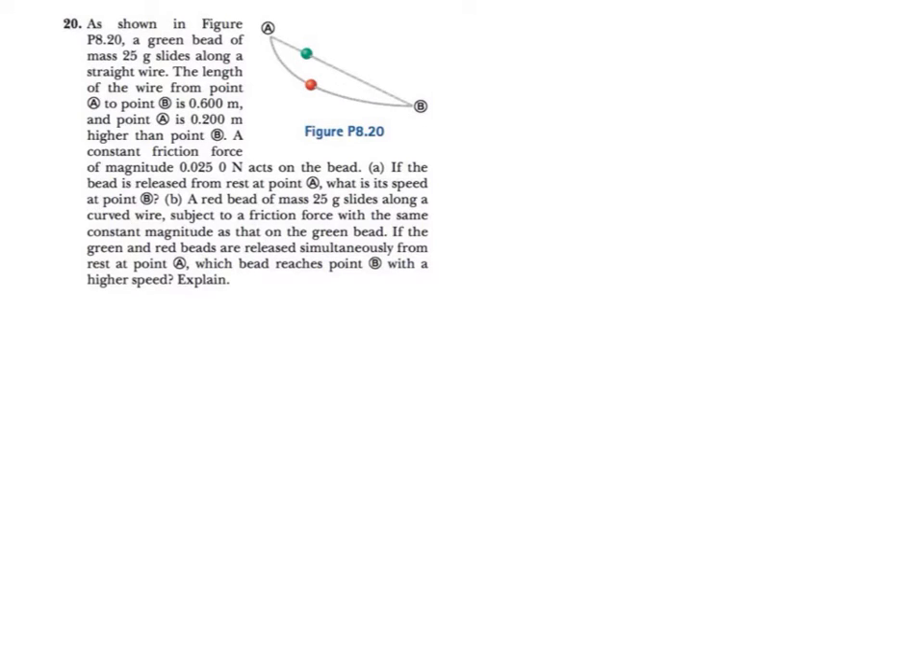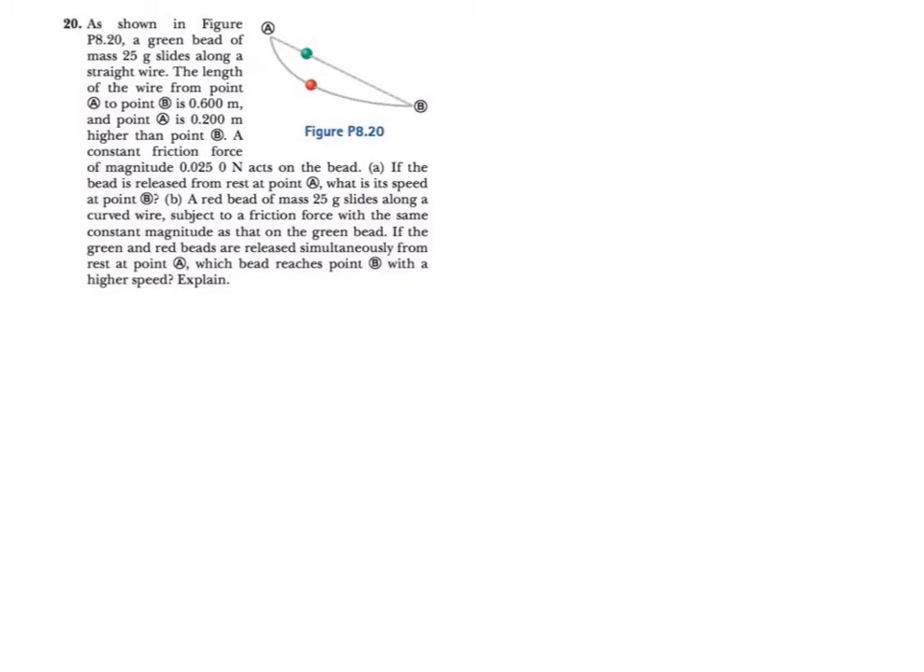For number 20, it's talking about these two beads that are sliding along this wire here, and we're supposed to figure out the speed of the green bead if it's released from rest at A. And then in B, they're going to ask us to compare that to the red bead. Well, this is actually kind of like the questions we've done before with things going up or down inclined planes. It's an inclined plane, but it's not going to work exactly the same way. But we can set it up in large part the same.